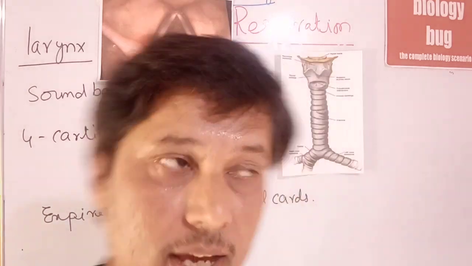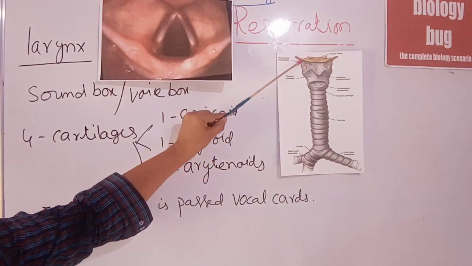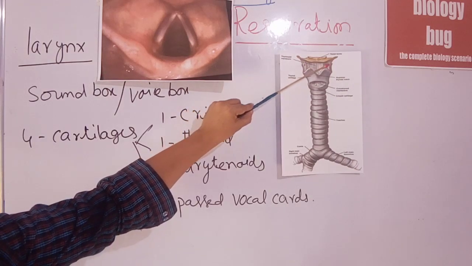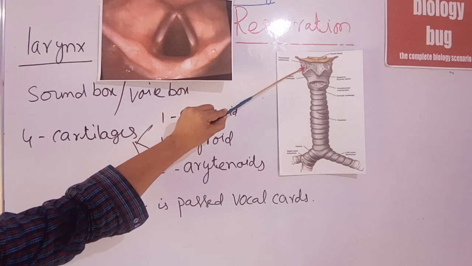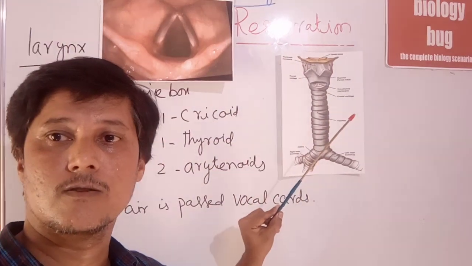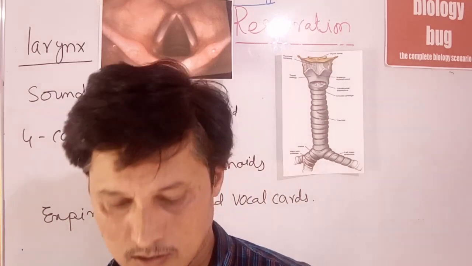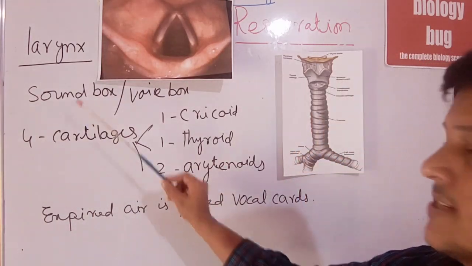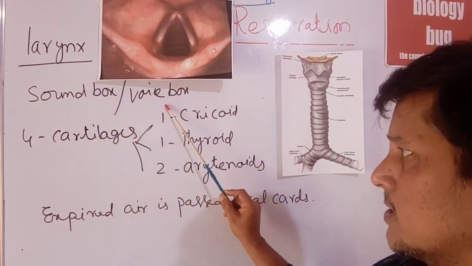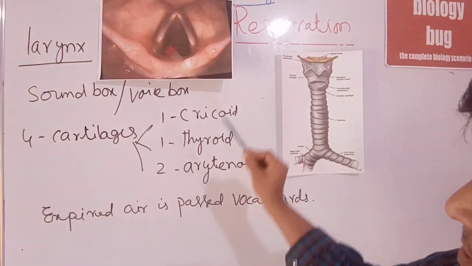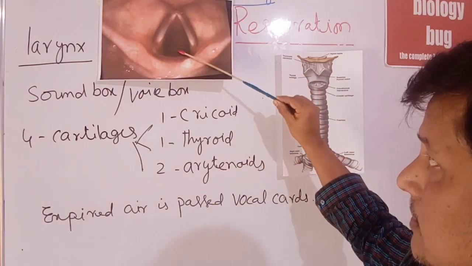So this one is called larynx. Okay, larynx also known as a sound box, also known as a voice box. So it contains some vocal cords.